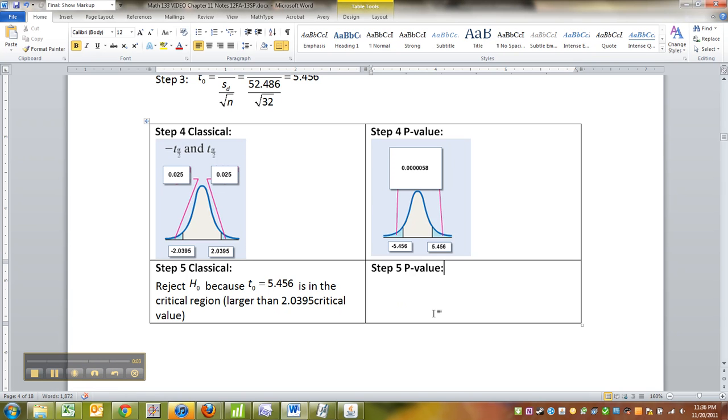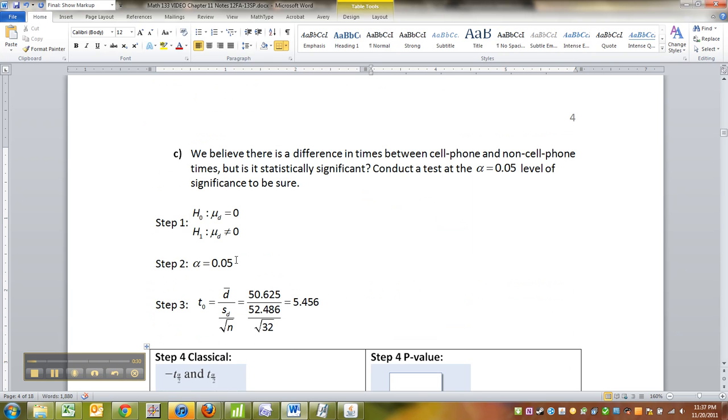So at the end of the last video, we found the p-value using both Excel and StatCrunch, and now we have to make a decision. But the answer is going to be pretty much what it was before. We're still going to reject H0, but we're going to do it for different reasons. So in the classical method, you reject it because it's far away from the rest. But here we're going to reject it because the p-value, which is 0.0000058, is less than alpha, which was 0.05, the level of significance.